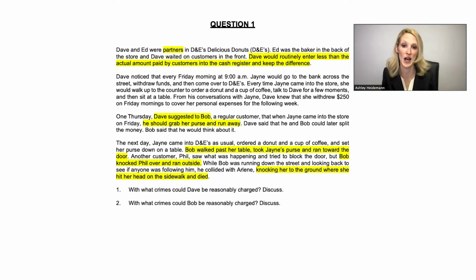All right, so you want to talk about these crimes that appear in the fact pattern here. When you answer the question, you want to start by talking about the crimes that Dave could be charged with and then talking about the crimes that Bob could be charged with. Basically, a lot of the bar exam is just following directions. They asked about Dave, then they asked about Bob, so organize your answer in that exact order.